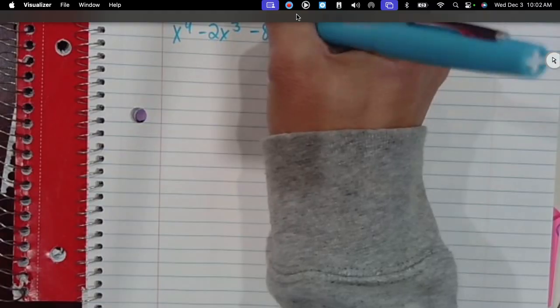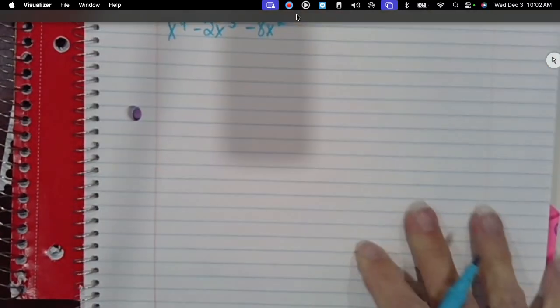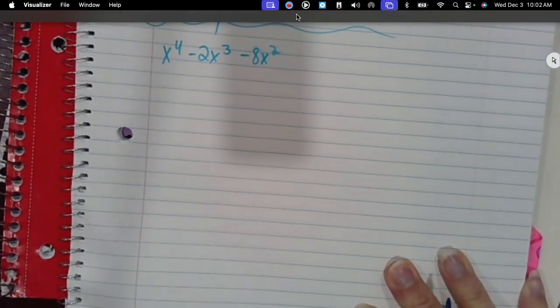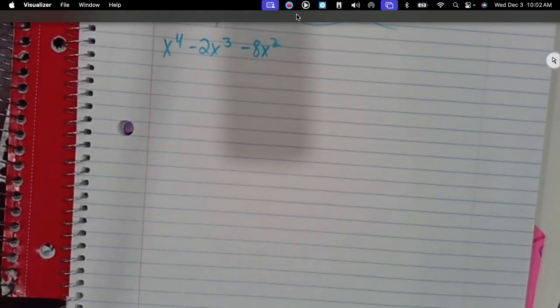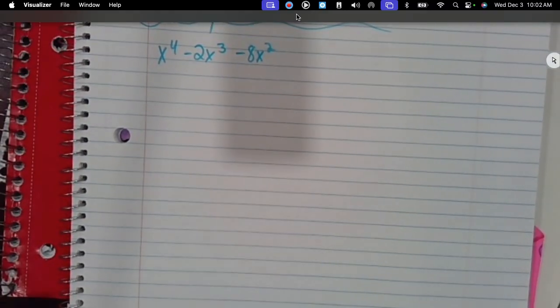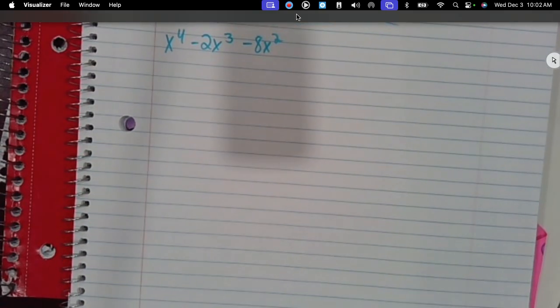x to the 4th minus 2x to the 3rd minus 8x squared. Now, I'm looking to see what they have in common, okay? What all do these three things have in common? X's. How many do they have in common? They actually have 2. You're looking to see how many of those can I pull out or factor out.